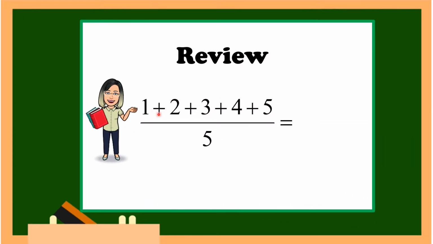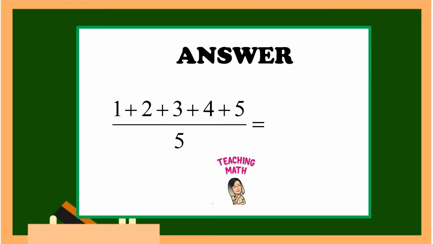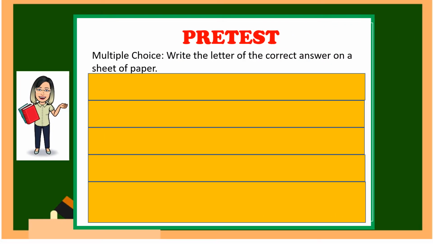What is 1 plus 2 plus 3 plus 4 plus 5 divided by 5? The answer is 3. So we have a pretest. We need to find out what you know about the lesson. Write the letter of the correct answer on a sheet of paper.